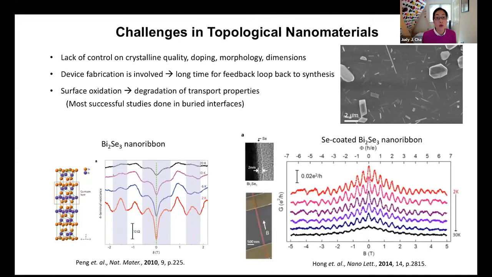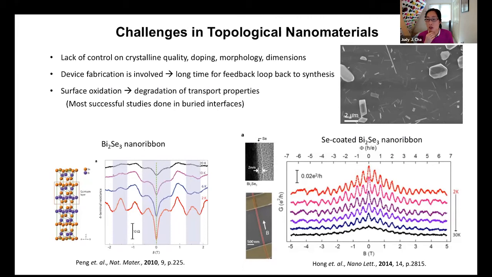this is from Yi Cui's group at Stanford, when we coated these bismuth selenide nanoribbons with selenium to try to prevent the surface oxidation, you see that the wiggles are much more pronounced and they extend out to much higher magnetic field and they survive up to much higher temperature. So I believe that topological nanostructures indeed have all the properties that theory predicts, and that as long as we take care of surface oxidation, this is a very promising platform.